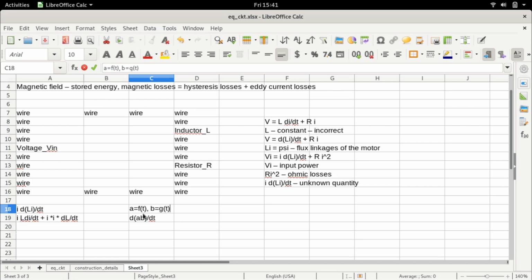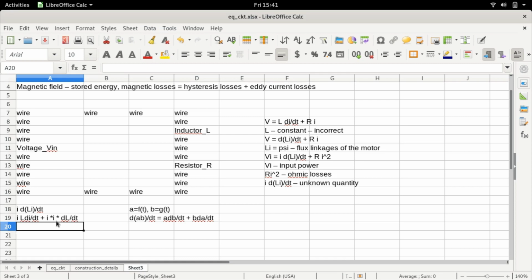That is, A is a function of time f of t, B is another function of time g of t. Then in that case, this product can simply be expanded to A dB by dt plus B dA by dt. This is a simple differential law, nothing more. This is something we learned in high school, so nothing to do with power electronics or electrical engineering or control or anything of that sort, right? So this is all I'm doing.